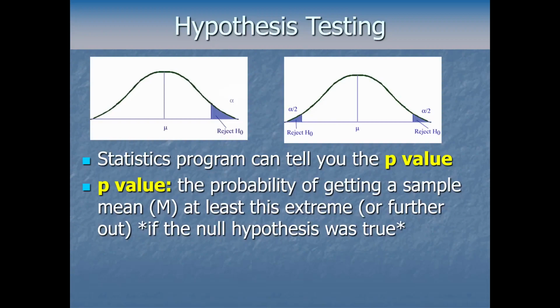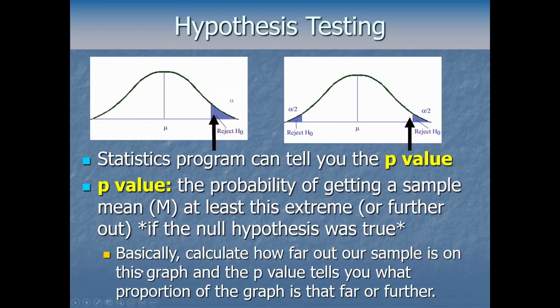That's what a p-value is. Basically, we calculate how far out our sample is on this graph, and the p-value tells you what proportion of the graph is that far or further. If our sample mean m is quite unlikely, like if it's in the little 5% at the tips, we reject the null, which is the same thing as saying the p-value is below 0.05, 5%, or whatever the alpha value we choose is. In that case, we reject the null, because it's just that unlikely that you would get a sample mean m if the null was true.